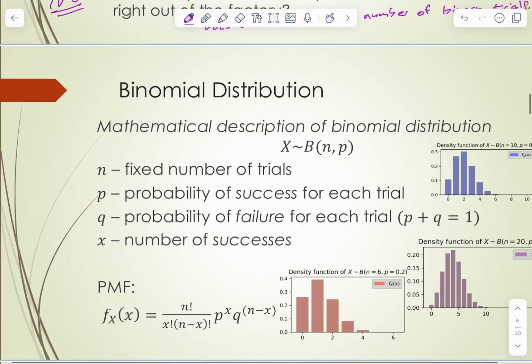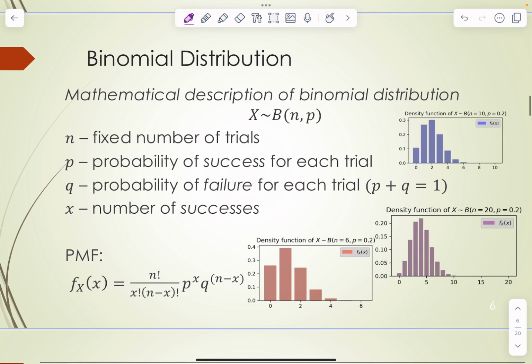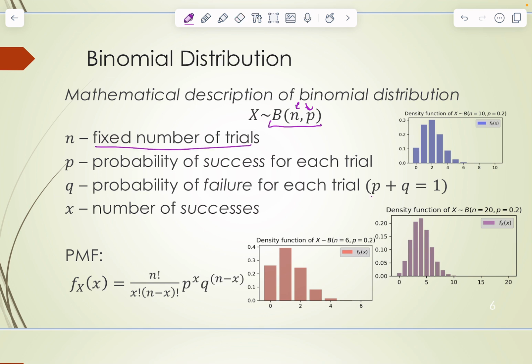Okay. The binomial distribution. Let's take a look. This is the mathematical description of the binomial distribution. This is the notation. We use a big B and we put in the parameters for the distribution. The first parameter is the fixed number of trials. Remember, that's part of the requirements. There has to be a fixed number of trials represented by n. P is the probability of a success for each trial, same for all trials. Q is the probability of failure. You'll notice P plus Q equals 1. X is the total number of successes.